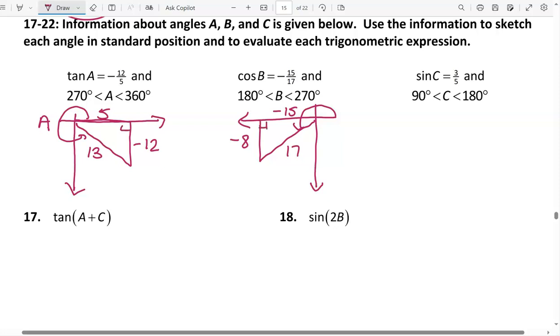And then the last drawing is an angle C that's between 90 and 180. So that's a quadrant 2 angle, and the sine of angle C is 3/5. So opposite is 3 and hypotenuse is 5. That gives us an adjacent side of negative 4.